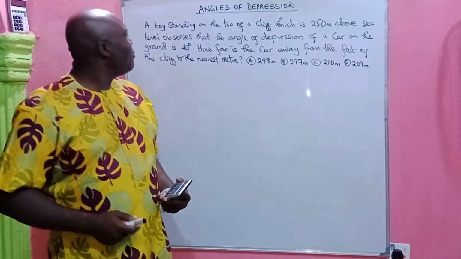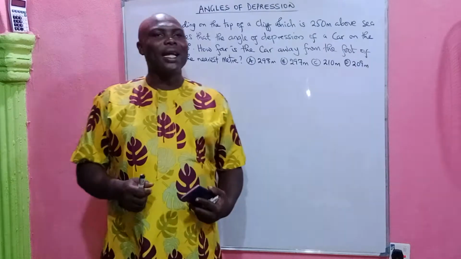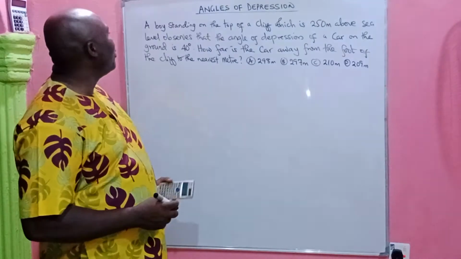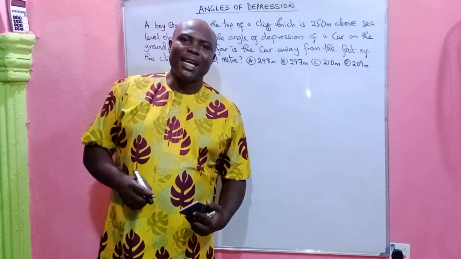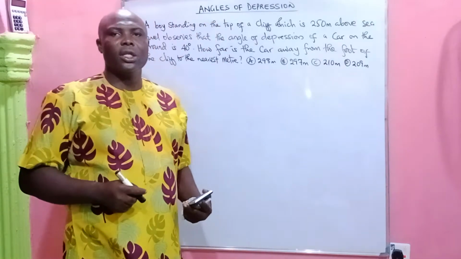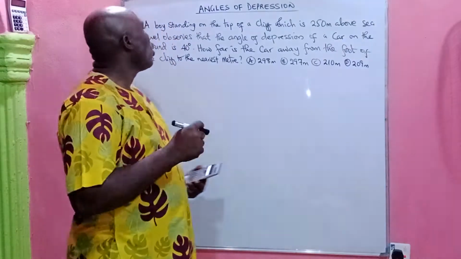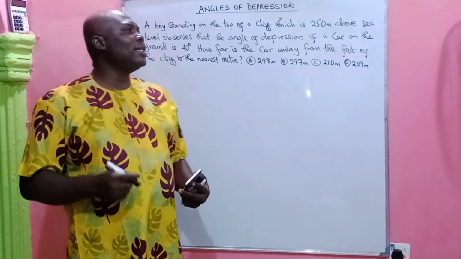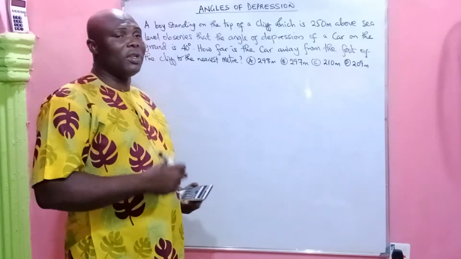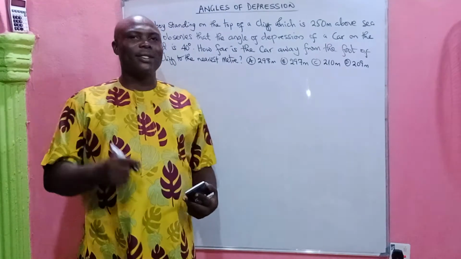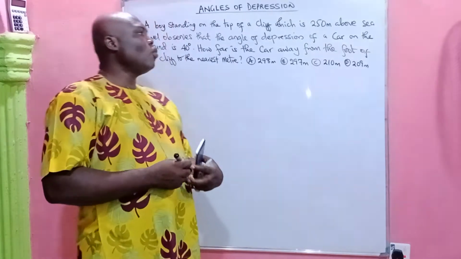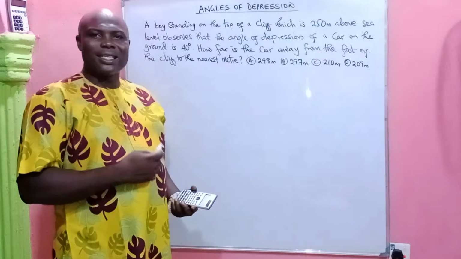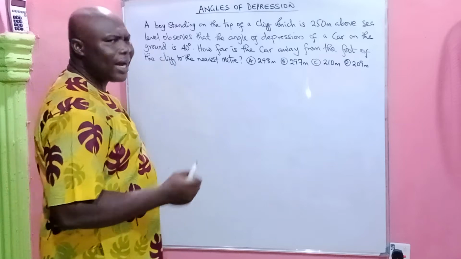All right, so we have a question on the board here. They say the boy standing on the top of a cliff, which is 250 meters above sea level, observes that the angle of depression of a car on the ground is 40 degrees. How far is the car away from the foot of the cliff to the nearest meter? All right, so we want to get the distance between the car and the foot of the cliff. Please watch this.